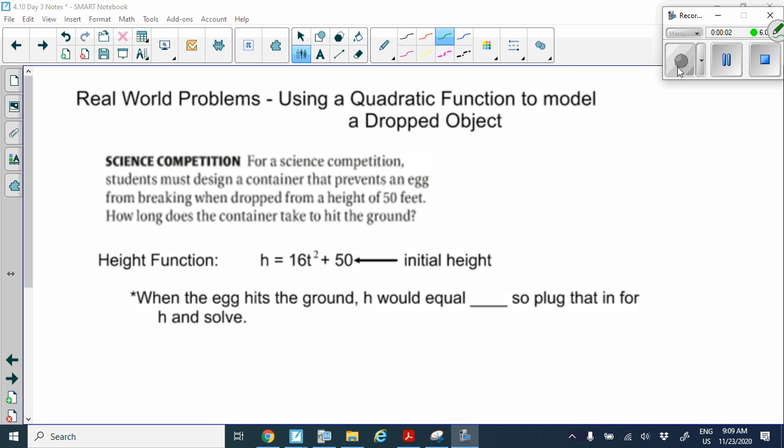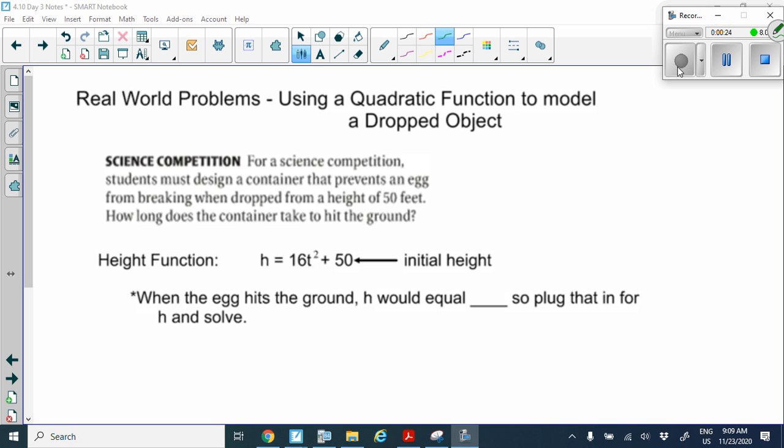Hey guys, so we are continuing with our notes. These are all about real world problems, okay? Now what we're going to be talking about is when we have either an object being dropped or when we have like a vertical motion type of problem, okay?